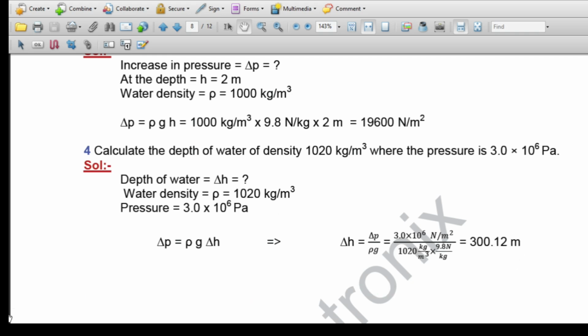So this much pressure will be exerted at the level of 300 meters depth of this liquid, the water level.